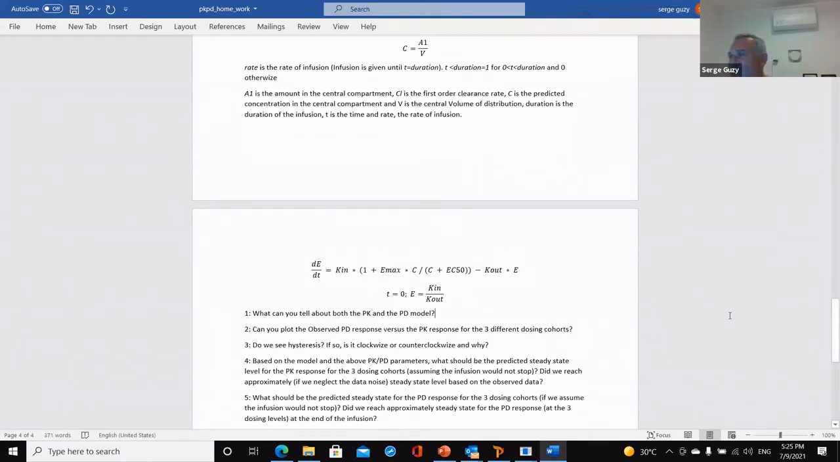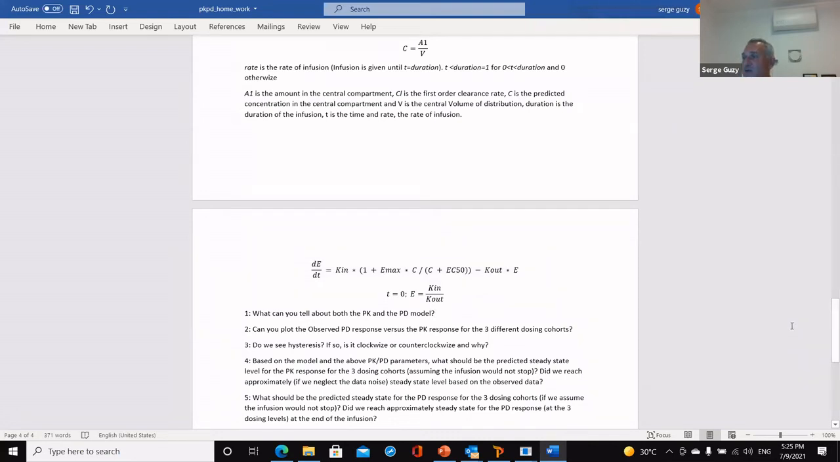I assume that before I'm giving the drug, we are at steady state. And E is equal to K in divided by K out, and we learn that together. And that's basically the initial condition before I'm giving the drug. Then who knows what will happen when I'm giving the drug? Something will happen. It's my response. It's going to go up or go down, I don't know. That's basically you're going to tell me.